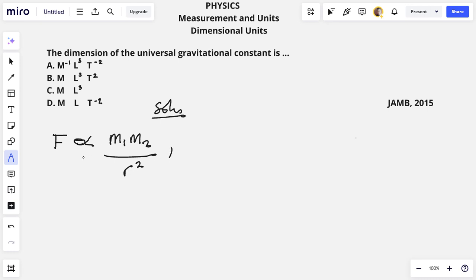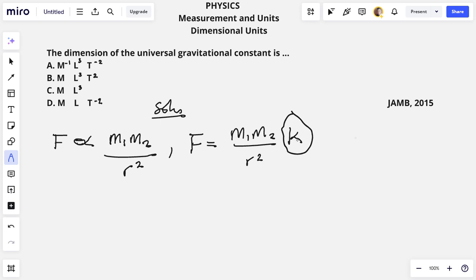So this is a variation now. When we bring in a constant of proportionality, F will be equal to m1 m2 over r squared, where r represents the distance between the two masses, times the constant k. Now this question is asking us to find the dimensional unit for the universal gravitational constant, which is k.